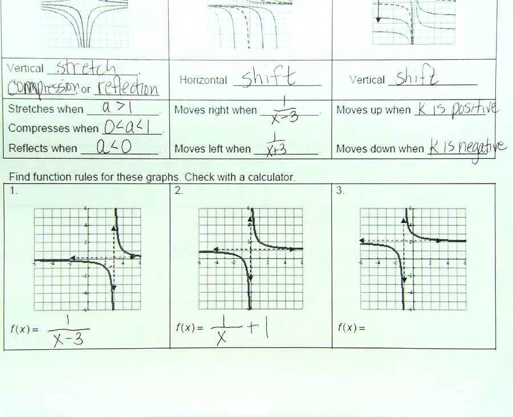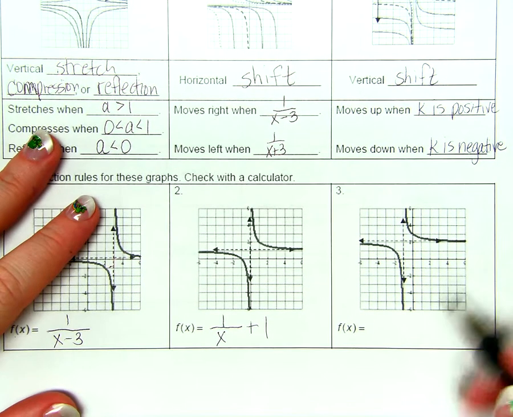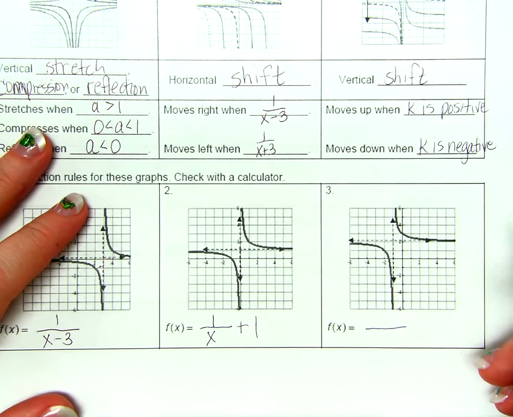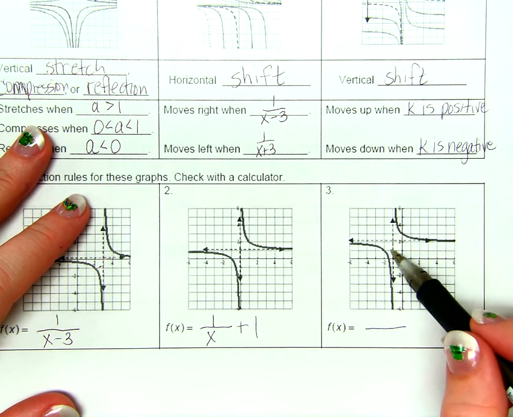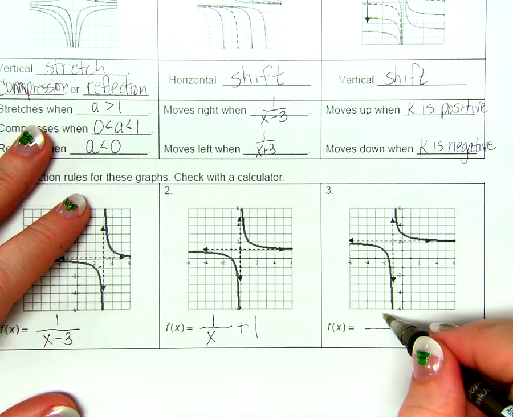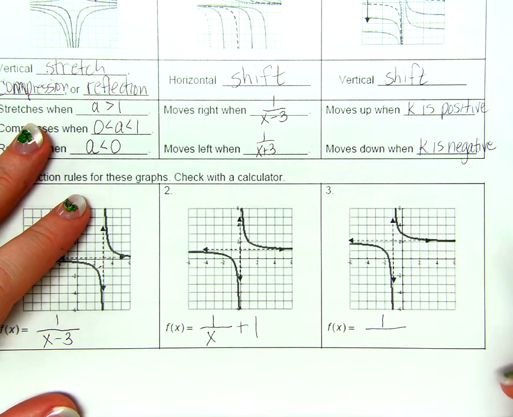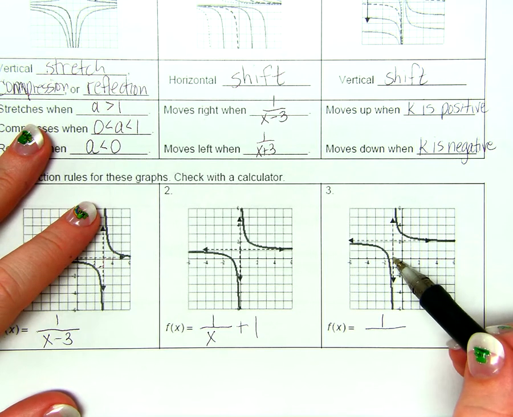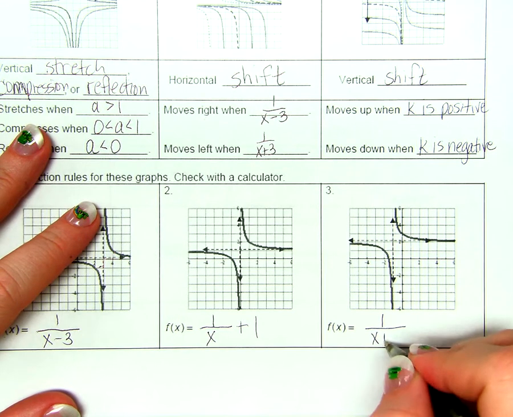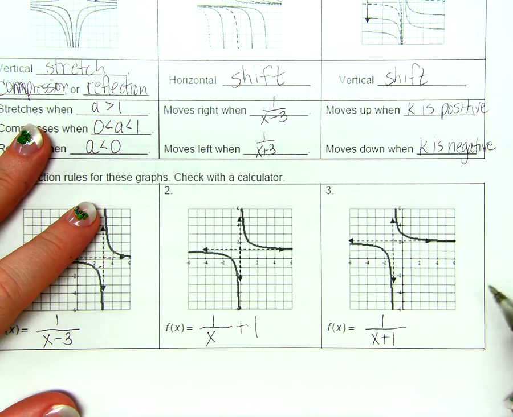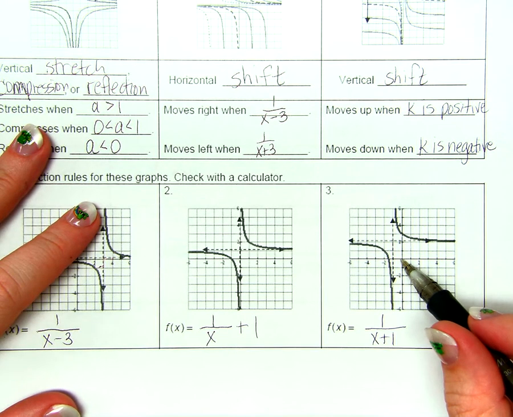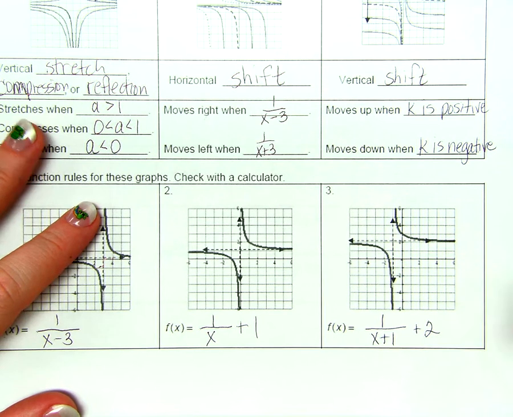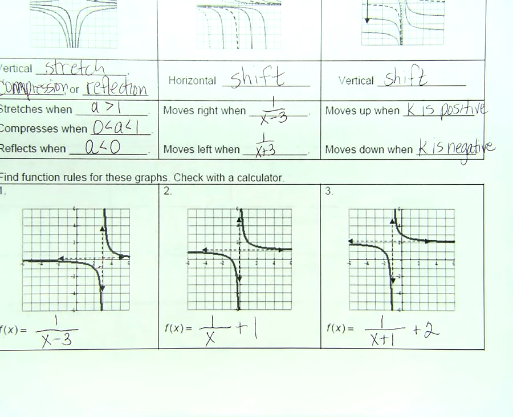Last one. Is there a multiplier? No, so what goes here? 1. Is there a horizontal shift? Where? To the left 1, so this is going to be x plus 1. Good. Is there a vertical shift? Where? Up 2, so plus 2. Done. Questions?